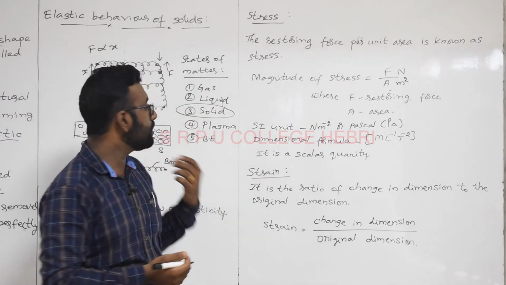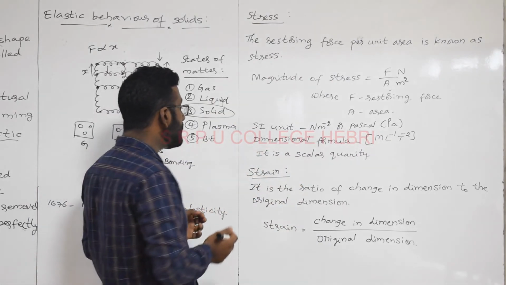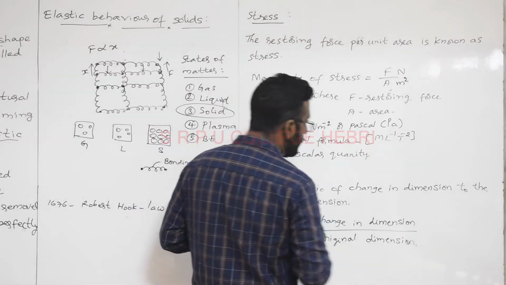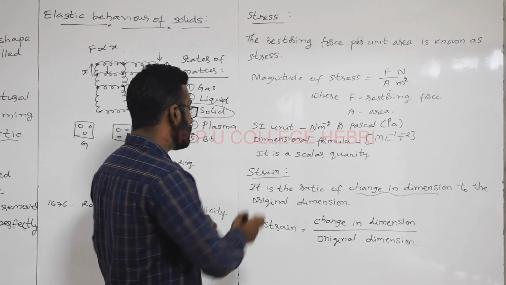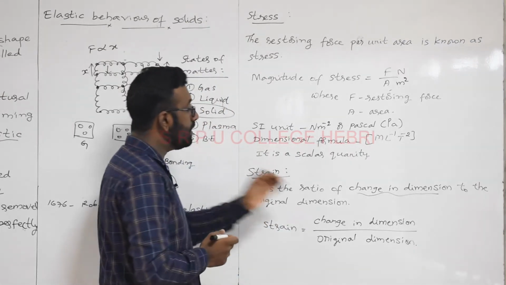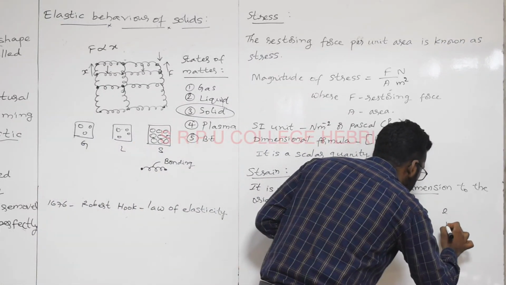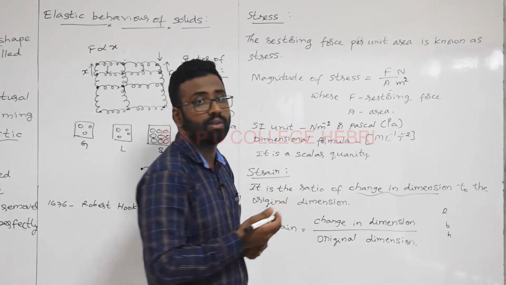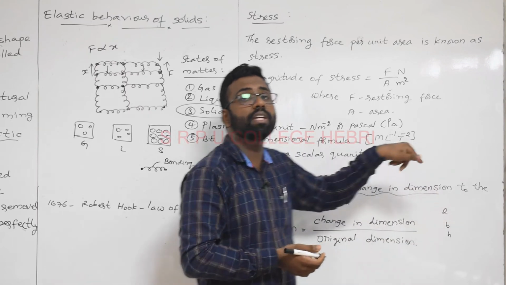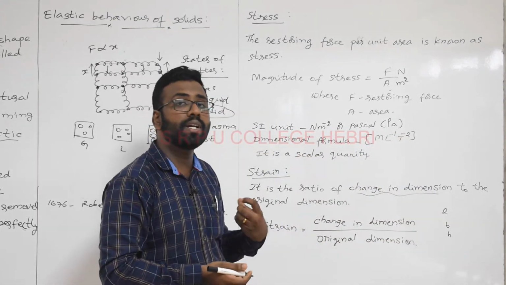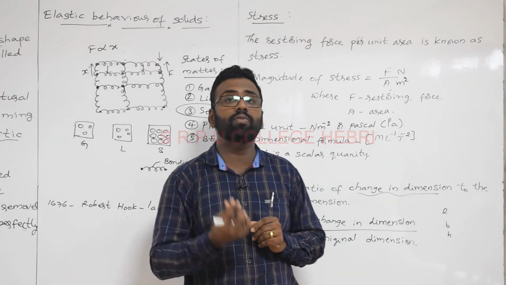The next term you need to study is strain. So what is this strain actually? It is the ratio of change in the dimension to the original dimension. Dimension means, you know, right? Length, breadth, height, all these are dimensions. So if any change happens to this dimension, the ratio of that change to the original dimension is known as strain. Now we will see different types of stress and different types of strain.